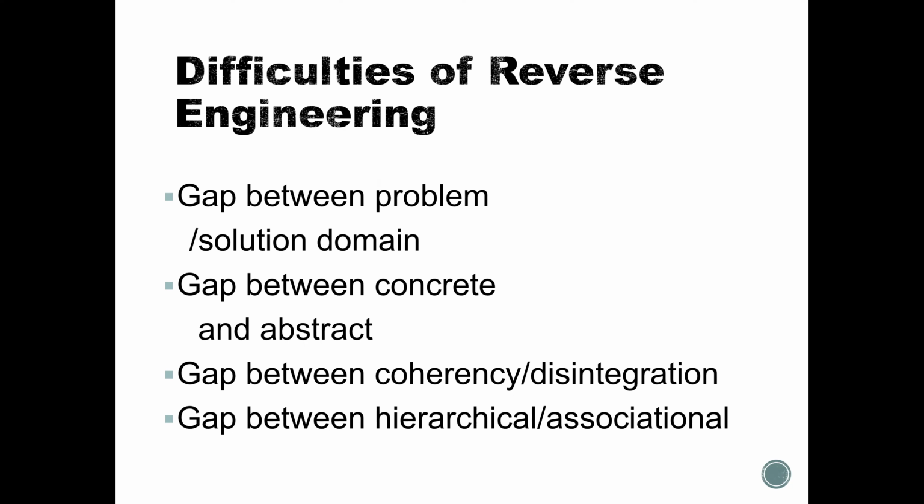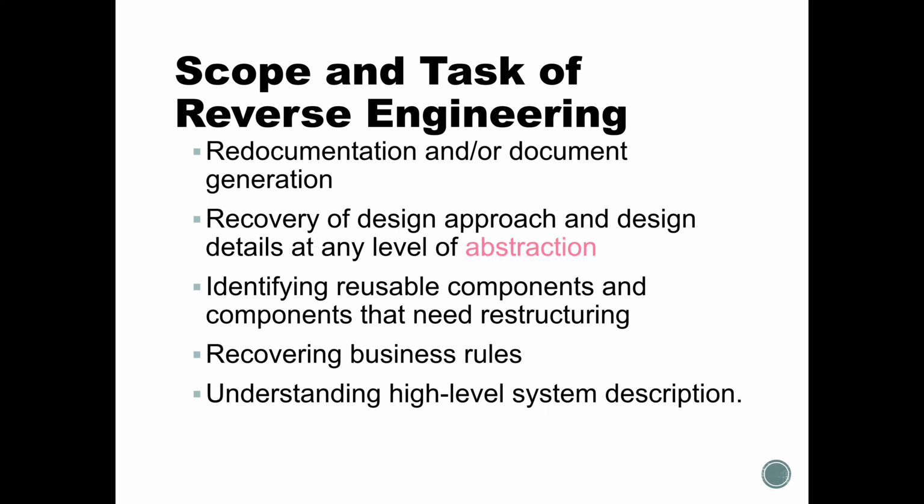There can be a gap between concrete and abstract form. Maybe the abstract form which we have collected has no similarity between the product which we want to build and the abstract phenomena which we have captured while performing this reverse engineering. There may be a gap between coherence and disintegration, and of course there can be some gap between hierarchical and associational methods. So these are the different difficulties which are associated with reverse engineering.